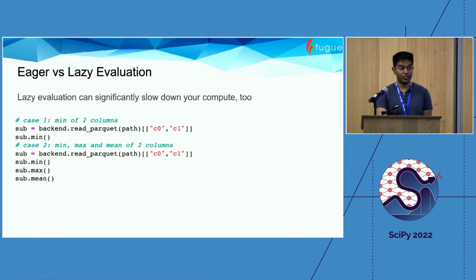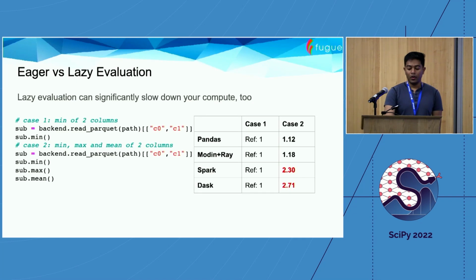However, lazy evaluation can also create slowdowns. This particular benchmark is similar to the last one. However, instead of just computing the min, in case 2, we are also computing the max and the mean. What we see here is that instead of being faster, Spark and Dask are actually significantly slower in the second case. And that is likely because there is duplicate compute and the compute engine is reading columns C0 and C1 3 times for the 3 different usages.